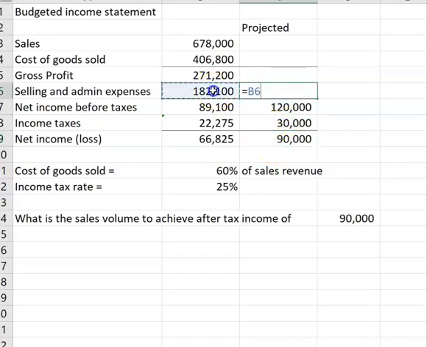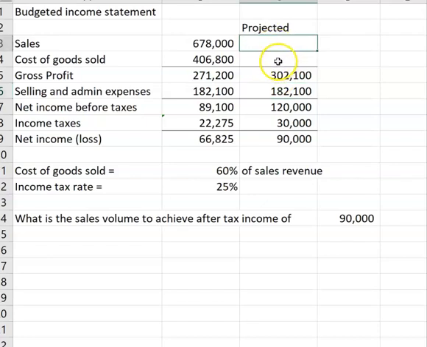Our selling and administrative expenses, let's assume those are fixed. Those aren't going to change. So that means our gross profit would be $302,100, right? Our gross profit minus our selling and administrative expenses gets us to our net income. So then we can back our way into our sales, right?